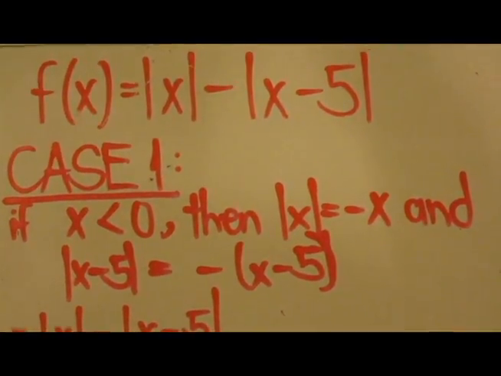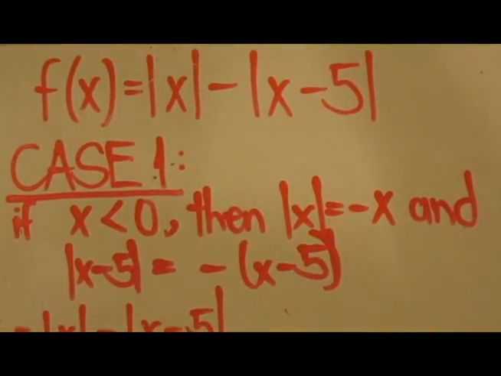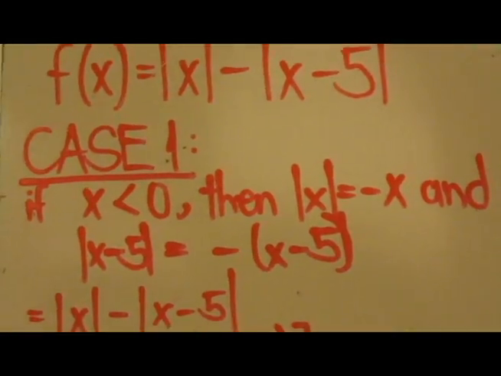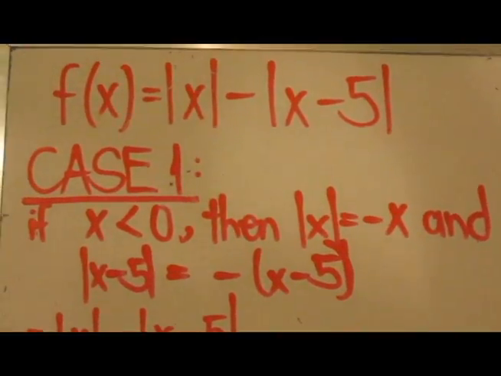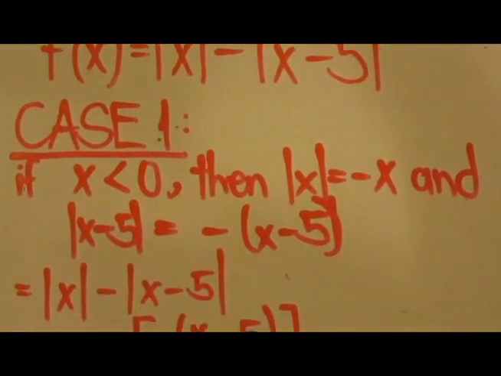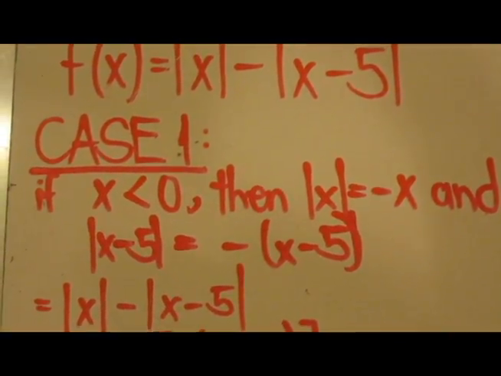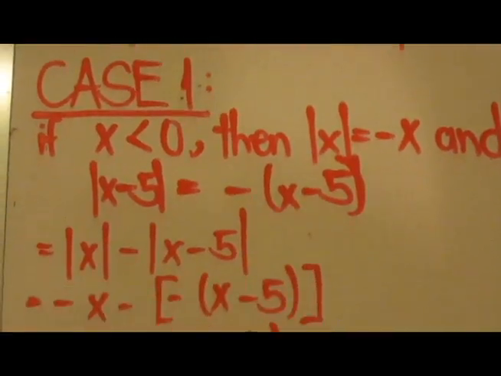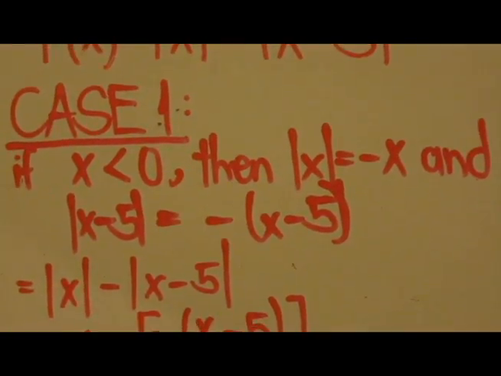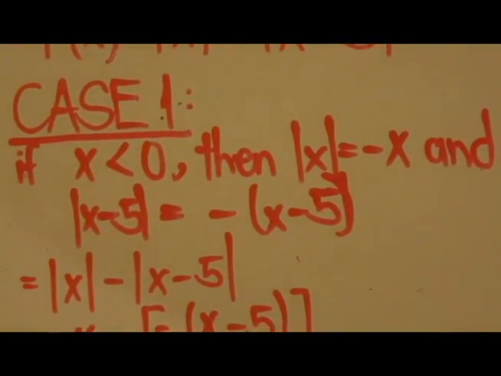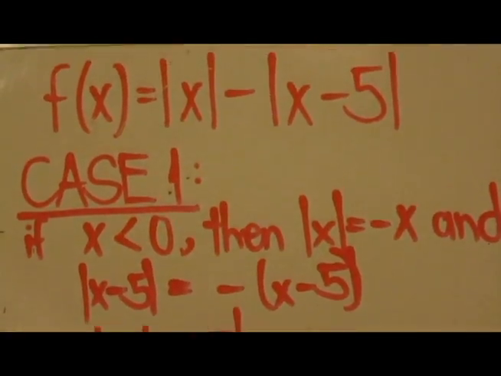Referring to the previous conditions, we go to case number 1. If x is less than 0, then absolute value of x is equal to negative x, and absolute value of x minus 5 is equal to negative x minus 5. Given the values that we got from the first case, we substitute them now to the original equation that we have.